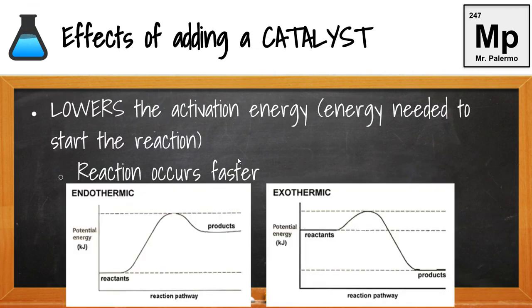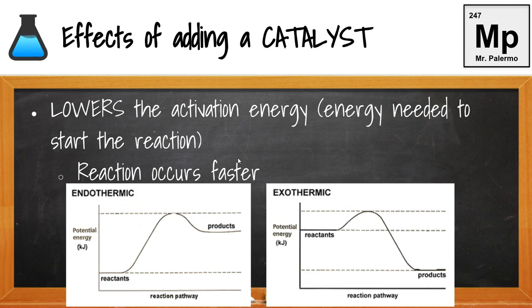What happens when we add a catalyst to our potential energy diagrams? Well, remember, catalysts lower the activation energy, the energy needed to start the reaction. They make it less, and therefore the reaction occurs more often and much faster. And so you're often asked to draw in the effect of a catalyst.